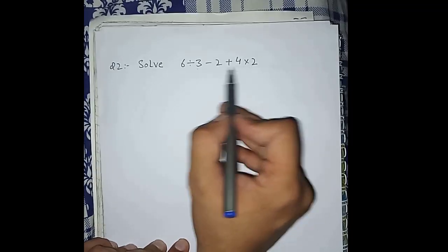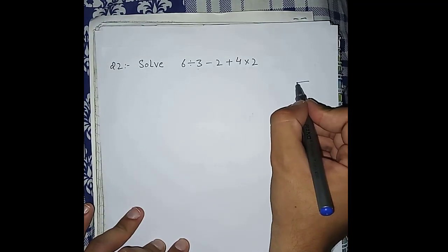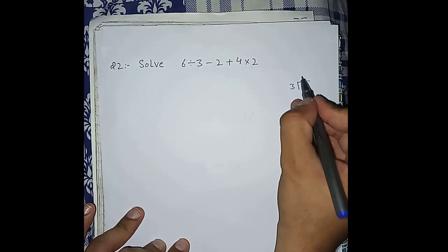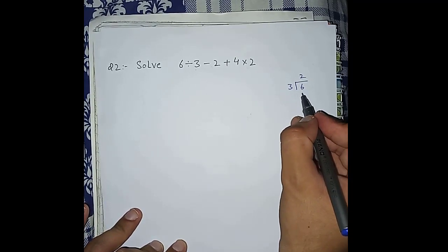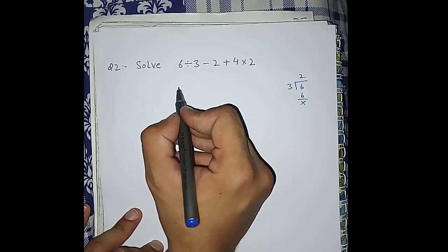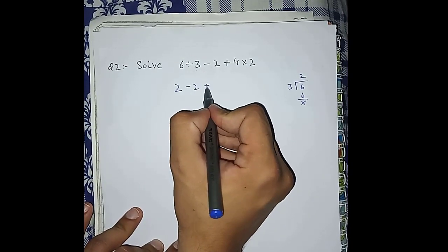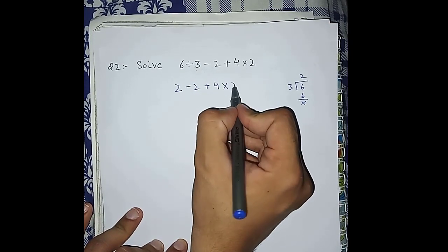So how will we solve this? 6 divided by 3. 3 2s are 6. So 2 will come here, and minus 2 plus 4 multiplied by 2.